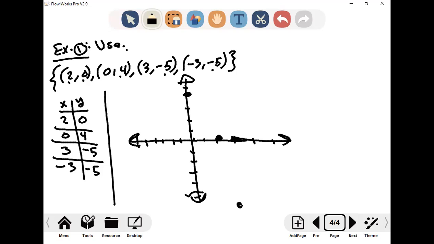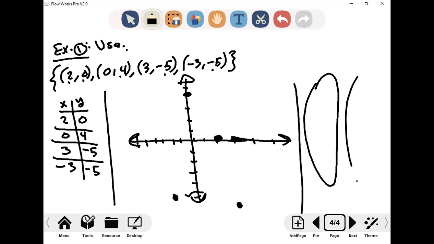And -3 with -5. This is -3. Go down until you have done. So here 2 with 0, 0 with 4, 3 with -5, -3 with -5. This is the table, this is the graphing, and they wanted from us to find mapping.